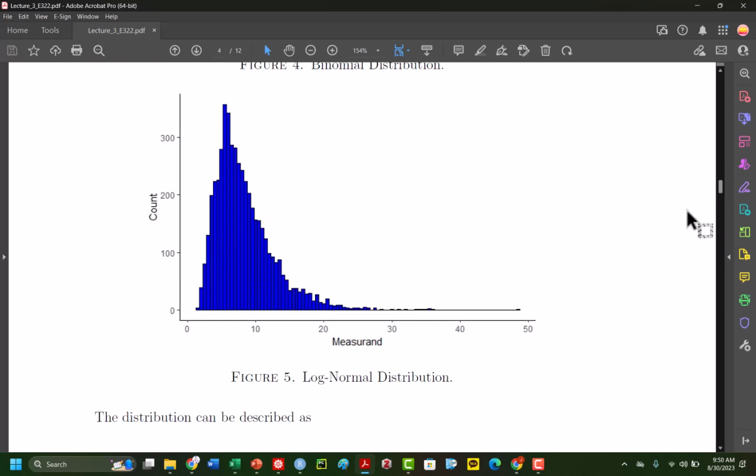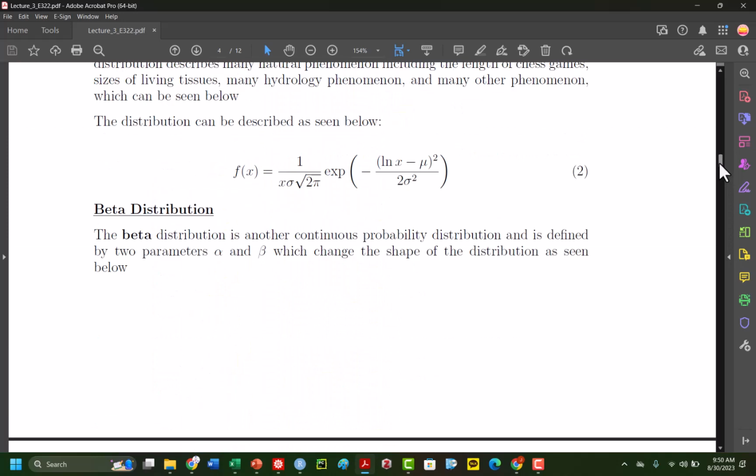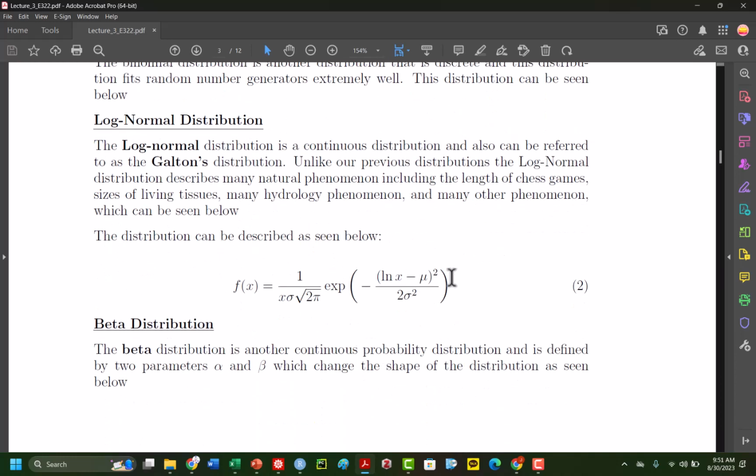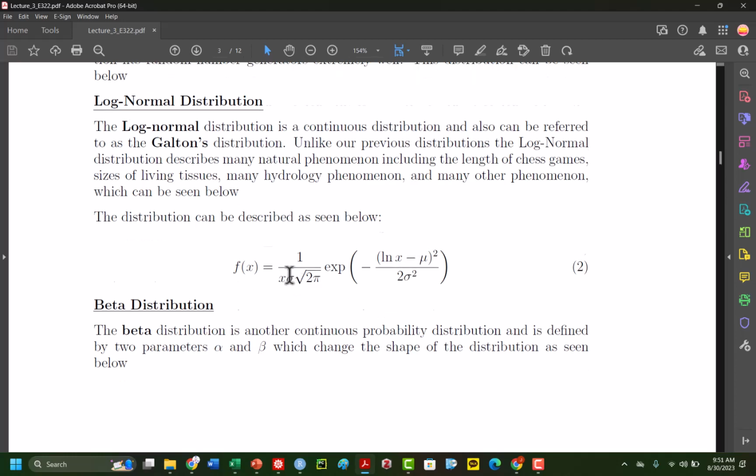We could have a log normal distribution. So you see, again, a longer tail that is observed. There are lots of phenomena that are described well by the log normal distribution. So the length of chess games. Again, it kind of makes sense, right? You have longer tails where some chess games can be extremely long. Size of living tissues, hydrology phenomena, and we can see some of the parameters now. Again, this is our population mean. This is our variance or our population standard deviation.